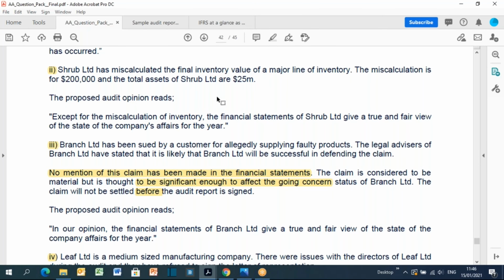So if you look at this question, it says that the company has miscalculated the final inventory value of a major line of inventory. The miscalculation is for 200 and the total assets. So if you have a calculator next to you, please do the materiality. I'm going to do this with you now.